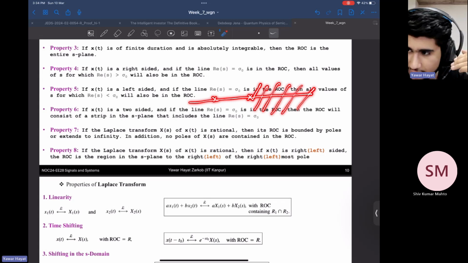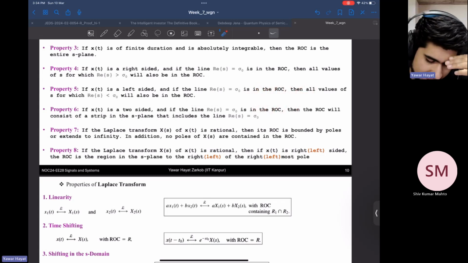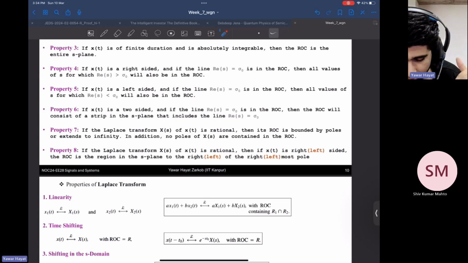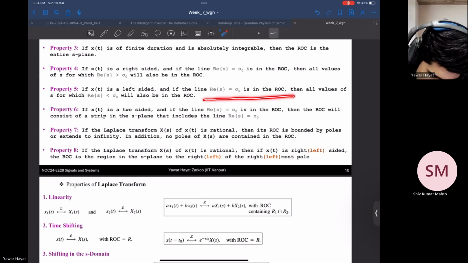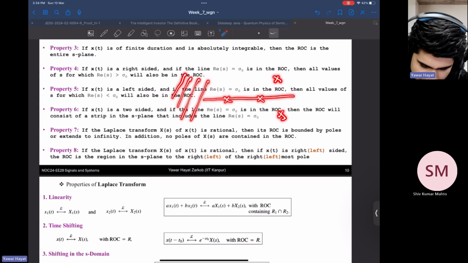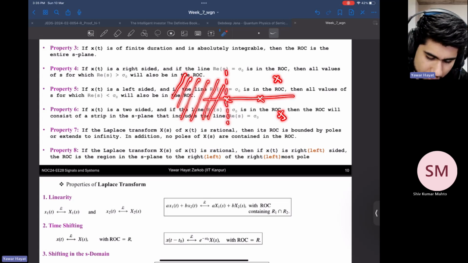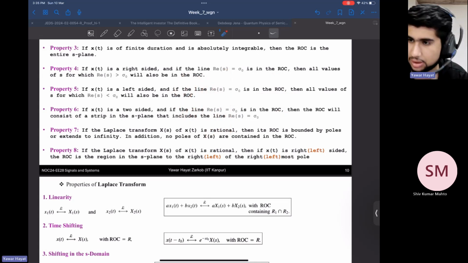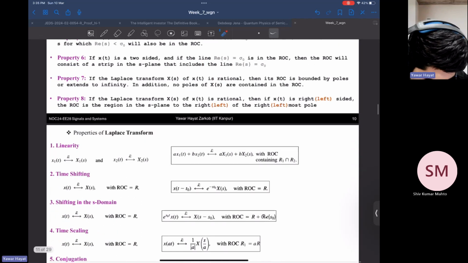Something like this scenario, if it had two poles. On the other hand, suppose this rational expression x of s had many poles and its time domain signal x of t was left-sided. Suppose it had these many poles, then if x of t is left-sided, the ROC would be left of the leftmost pole. Something like this, right? Because this is the leftmost pole. Okay, remember this. We'll revisit this if needed.